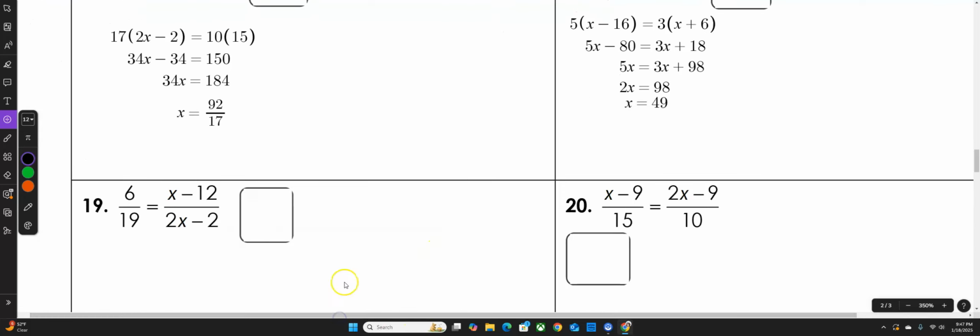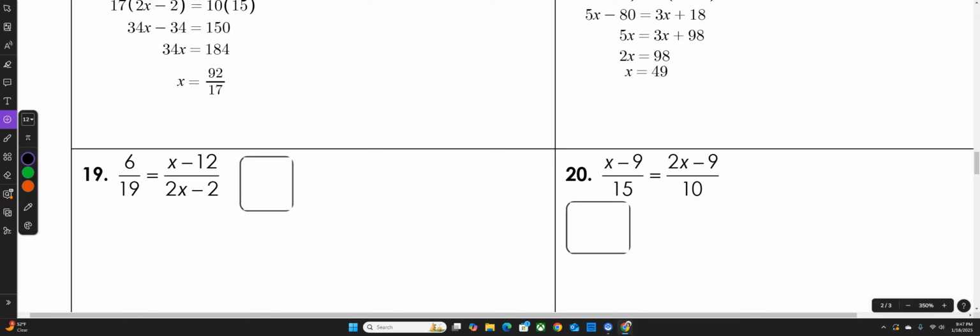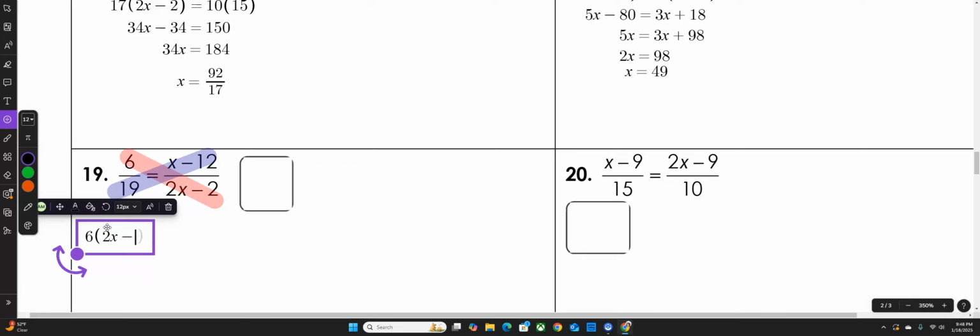All right, same thing for number 19, only instead of them being on the left-hand side, the binomials are on the right-hand side. So top left by bottom right, bottom left times top right. So we get 6 times 2x minus 2 is equal to 19 times x minus 12.